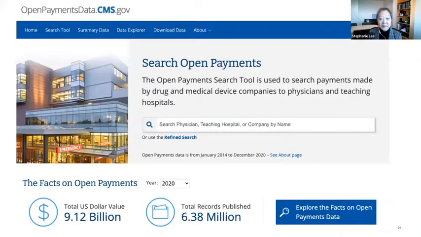So this is what the website looks like. You can basically put in any physician or teaching hospital or company, and I just thought I would show you what mine looks like.